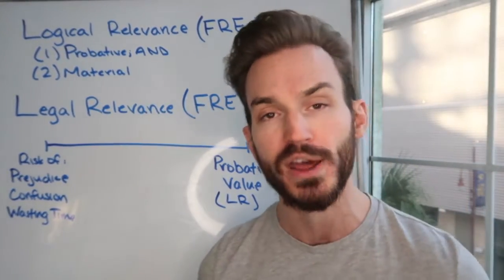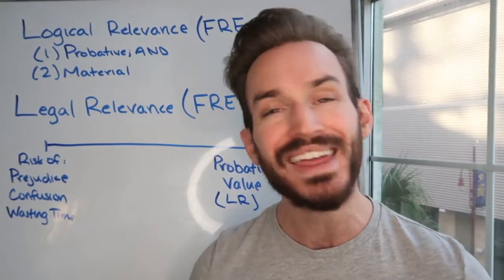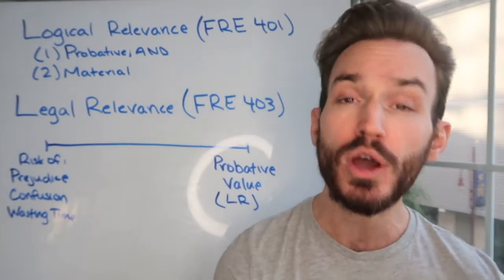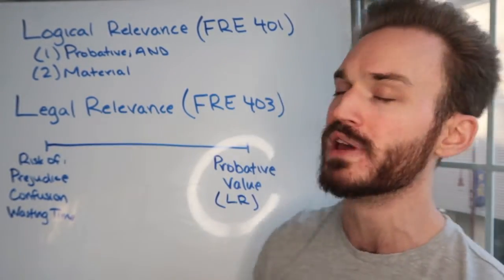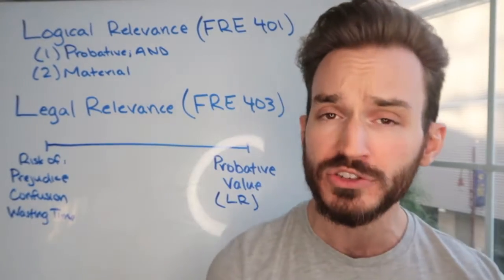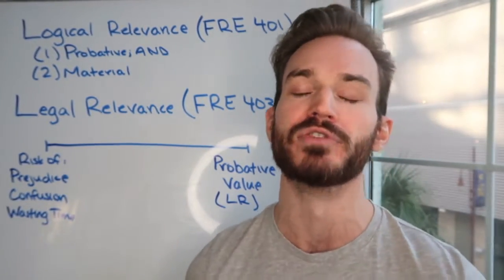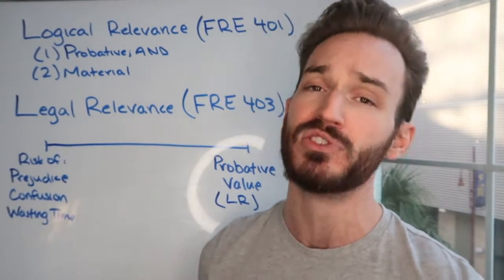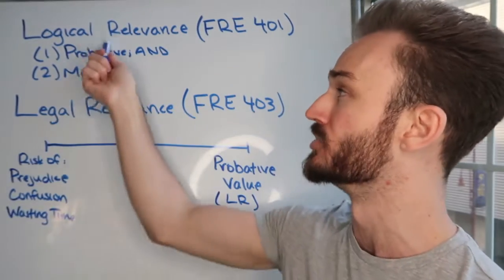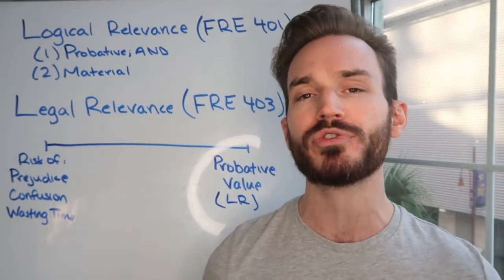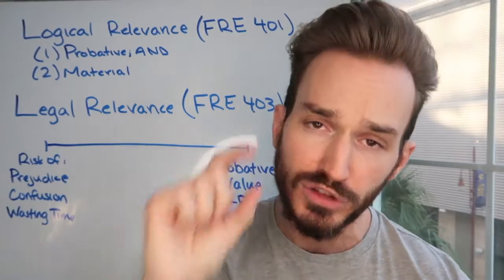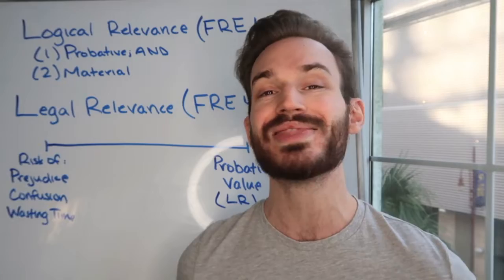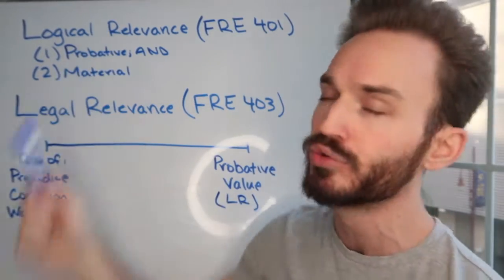and material. Probative meaning that the evidence had any tendency to make a fact more or less probable than that fact would be without the evidence, and material meaning that that fact was of consequence in determining the outcome of the action. So if we have both of those things, both elements are satisfied, it's probative and material, we called that piece of evidence logically relevant.